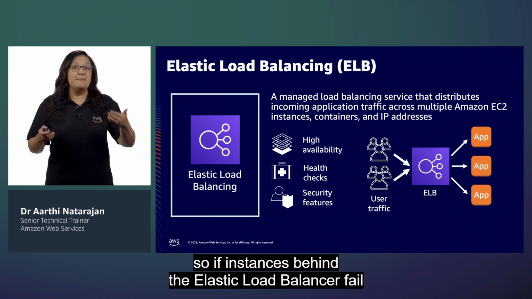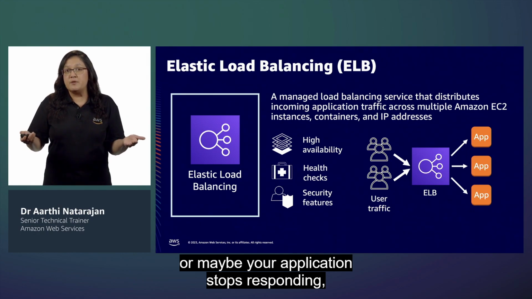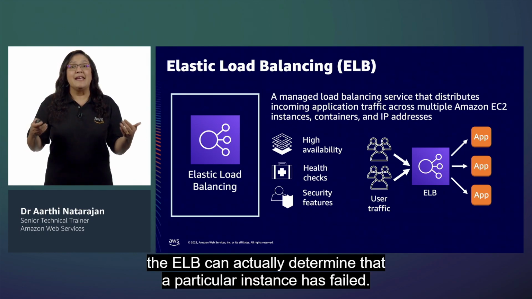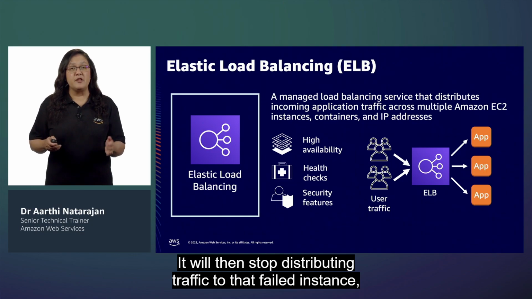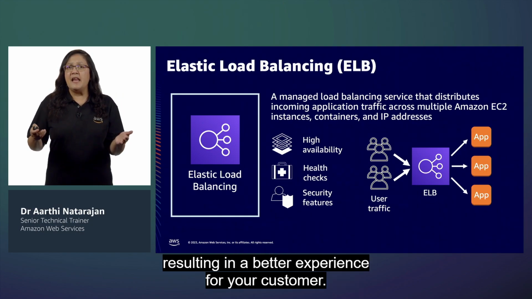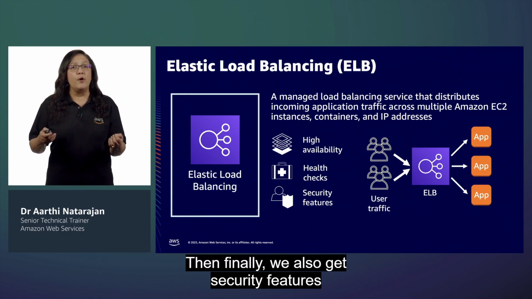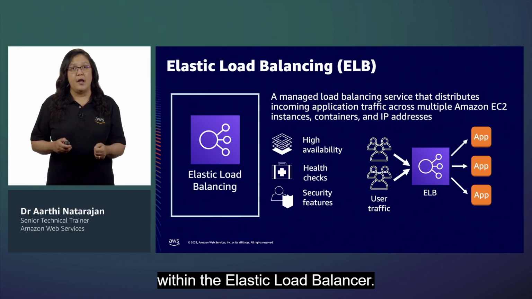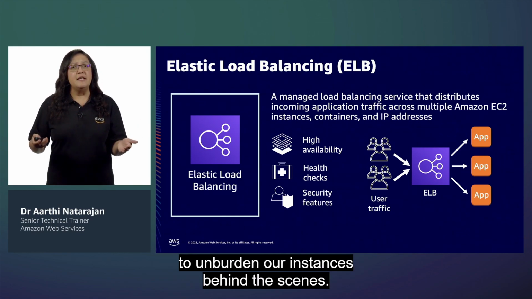So if instances behind the elastic load balancer fail, or maybe your application stops responding, the ELB can actually determine that a particular instance has failed. It will then stop distributing traffic to that failed instance, resulting in a better experience for your customer. Then finally, we also get security features within the elastic load balancer. We can utilize TLS termination on our elastic load balancer to unburden our instances behind the scenes.